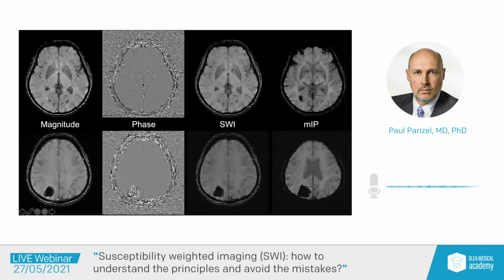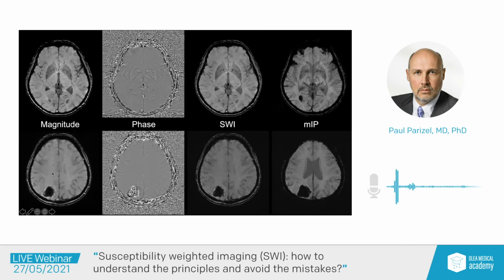Now, here are the 4 sets of images that we get with the susceptibility weighted imaging. So we have magnitude, phase, susceptibility weighted image, and minimum intensity projection. And I put in the top row the images through the basal ganglia. Just look at the behavior of the small perivascular Virchow-Robin spaces, look at the behavior of the CSF in the ventricles, and at the relationship between cortical gray and subcortical white matter.